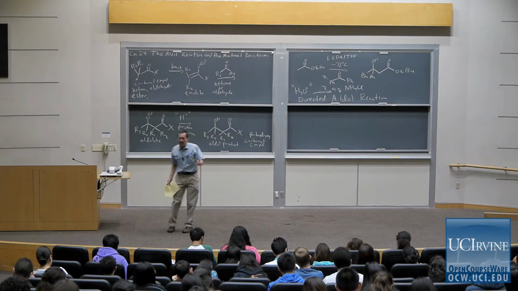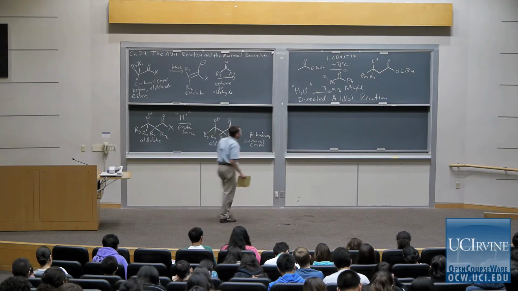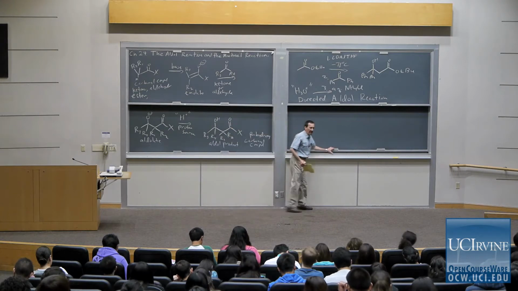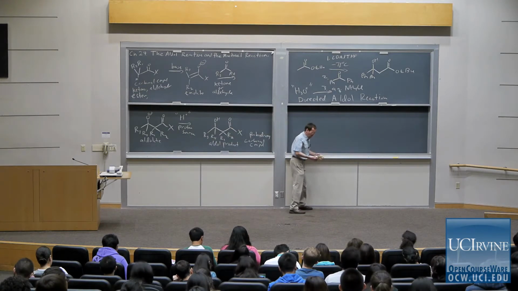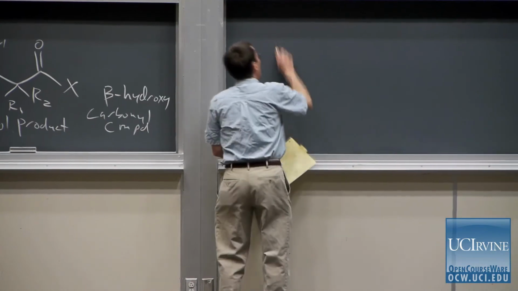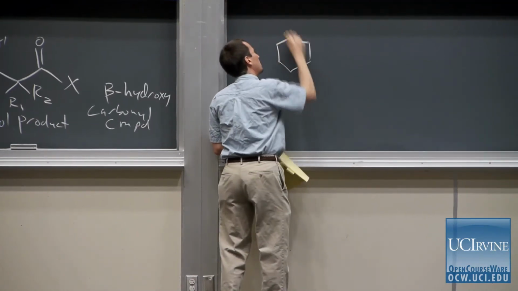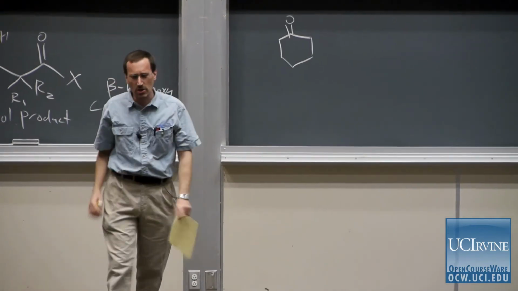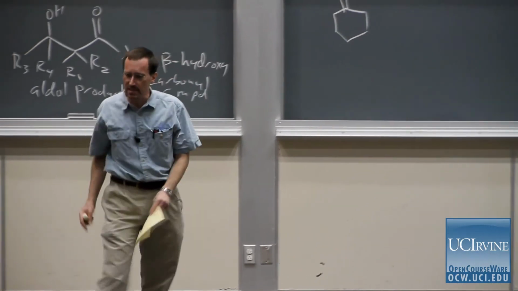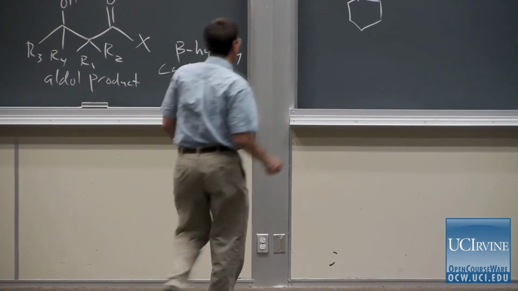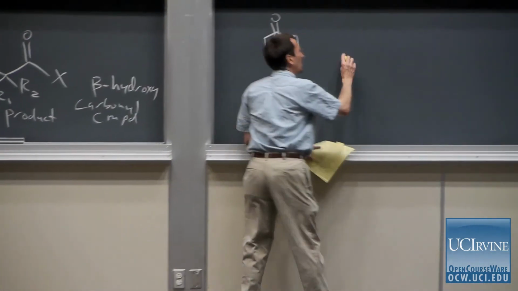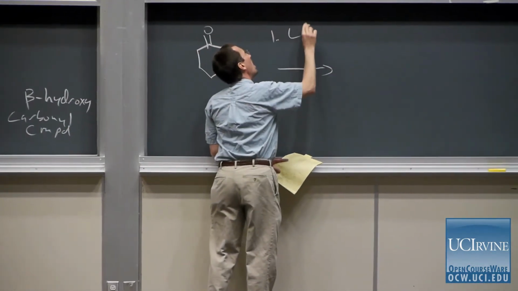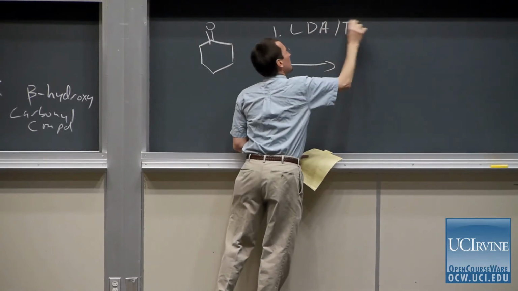All right, I want to give you another example. This particular recipe for directed aldol really just works and works and works. I'll give you another example just so we can see some of the diversity. Here we generated an enolate of an ester. We reacted it with a ketone. I'll just for variation say let's take cyclohexanone, 1 LDA, THF.